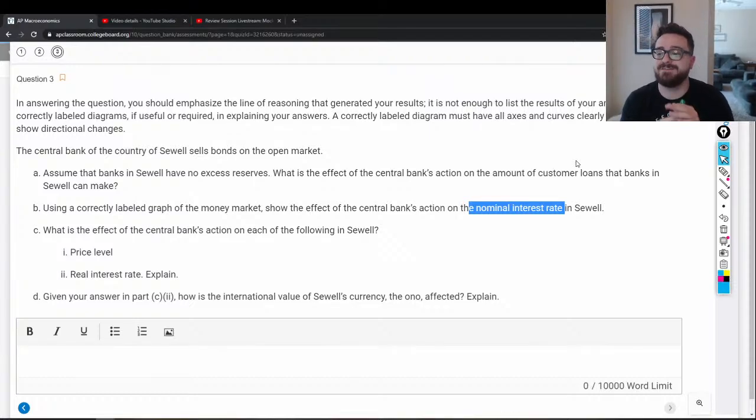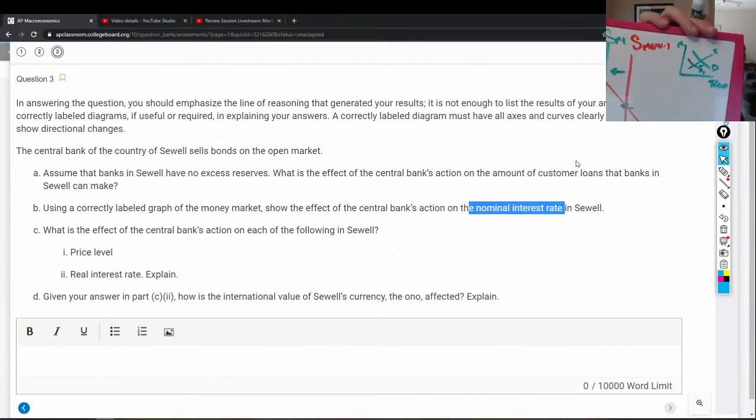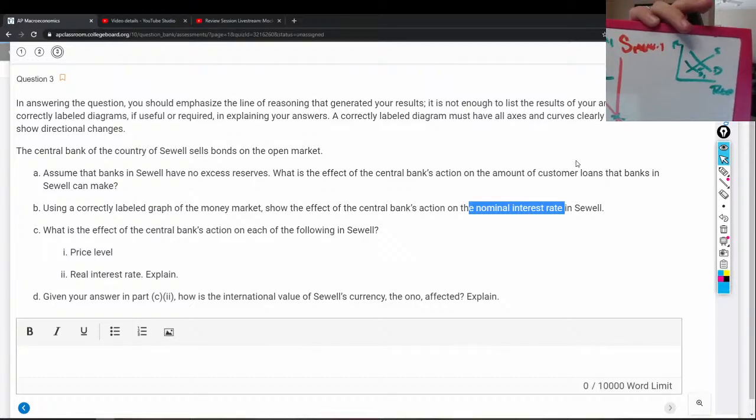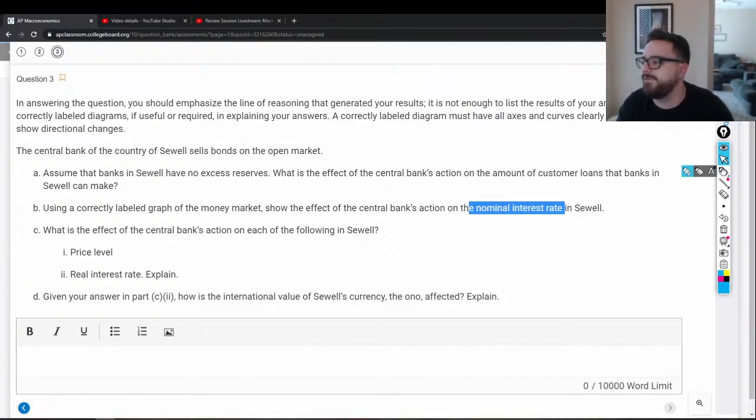C. What is the effect of the central bank's action on each of the following in Sewell? Price level and real interest rate. Explain. Okay. Price level is an aggregate demand supply curve thing. If there is a lower money supply, then there is now a higher interest rate, so investment spending would drop. It's going to cost more for us to borrow. And if I have less aggregate demand, my price level at equilibrium should fall. So that is going to go down.